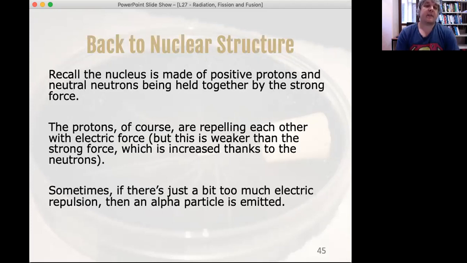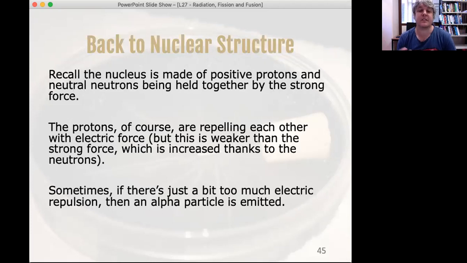Recall that the nucleus is made of positive and neutral particles. We've got protons and we've got neutrons. They're held together by the strong force, because all of the positive protons are repelling each other. The electric force, though, is weaker than the strong force. So as long as we have enough neutrons, enough glue, the nucleus will hold together as one big lump.